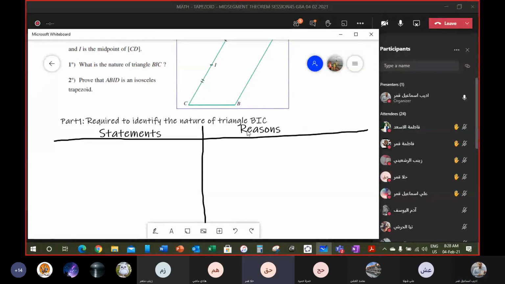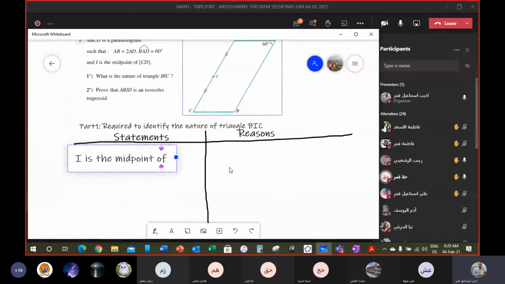First عنا I is the midpoint of CD. اوكي، I is the midpoint of CD given. فينا نكتبها: I is the midpoint of segment CD. إذا هاي، اوكي، given. غيرها.